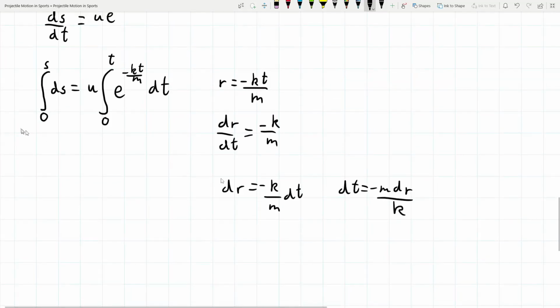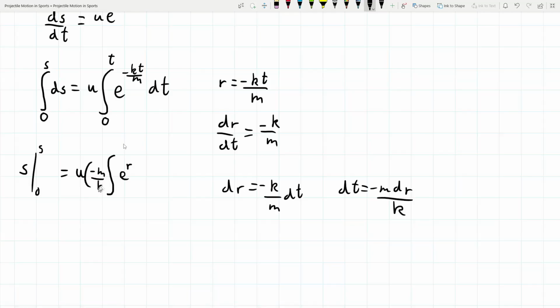So we can rewrite this. I'm just going to do the left-hand one first. The integral of ds is just s from 0 to s equals u times the integral. So now we're going to have e to the power of minus kt over m, that's just r. And then dt, we can replace dt with minus m over k dr. But remember, m and k are constants, so we can actually put them outside the integral. So we get u times minus m over k times the integral of e to the r dr.